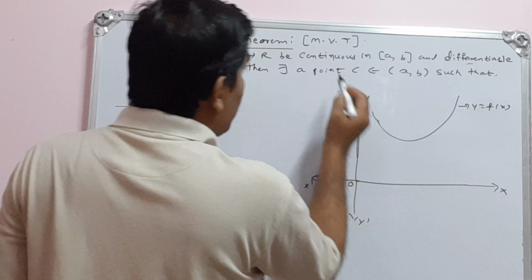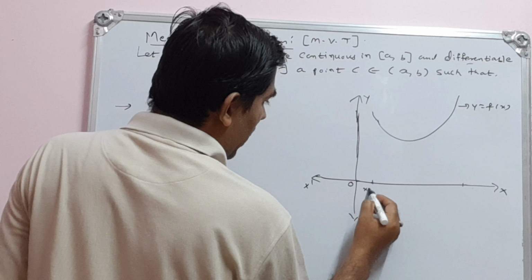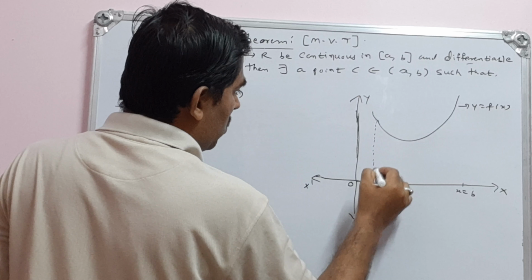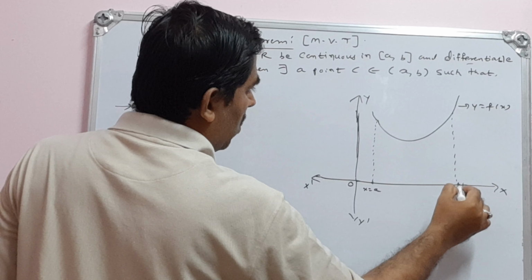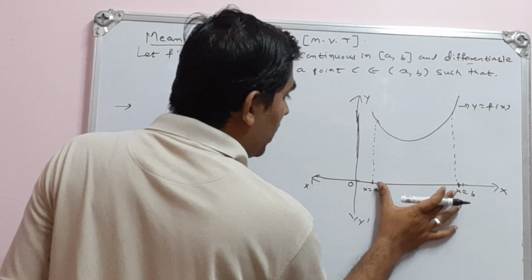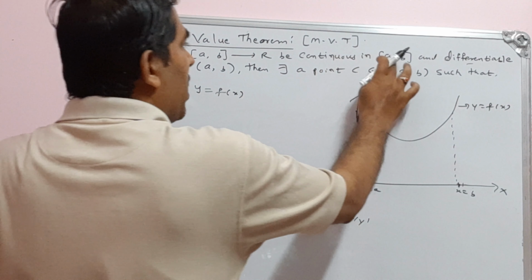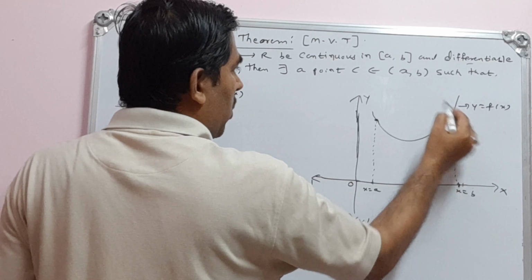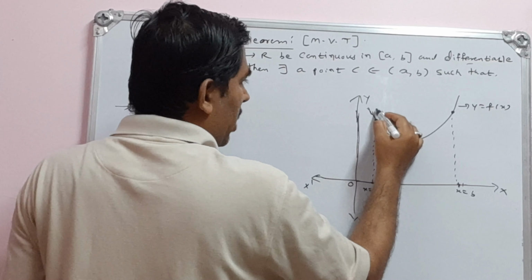Once again we have an interval here, a comma b. Let me mark this interval as x is equal to a, the starting point, and x is equal to b, the end point. Let us join this. Whatever point c we get should be in this interval, a comma b. So what are these points here? Let me mark these points.